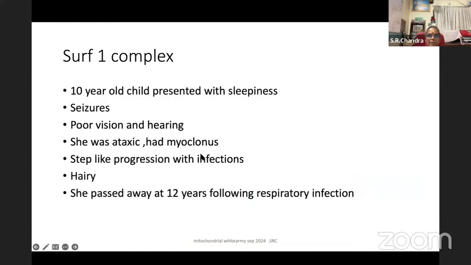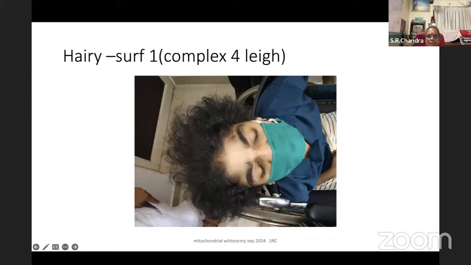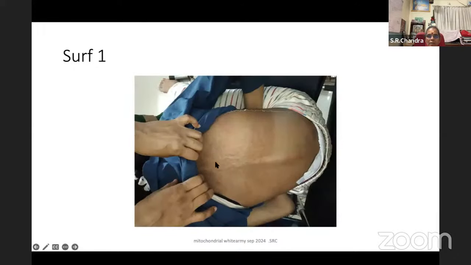They present with migraine. Next is a 10-year-old child presented with excessive sleepiness, seizures, poor vision and hearing. She was ataxic, had myoclonus, and had step-like progression with every infection. And she was hairy. SURF1 mutation presents with excessive hairiness. She passed away at 12 years following a respiratory infection. And this is the child. Her whole body was covered with hair.